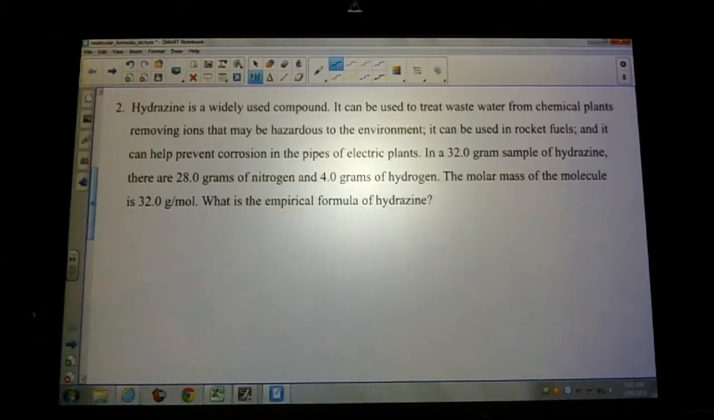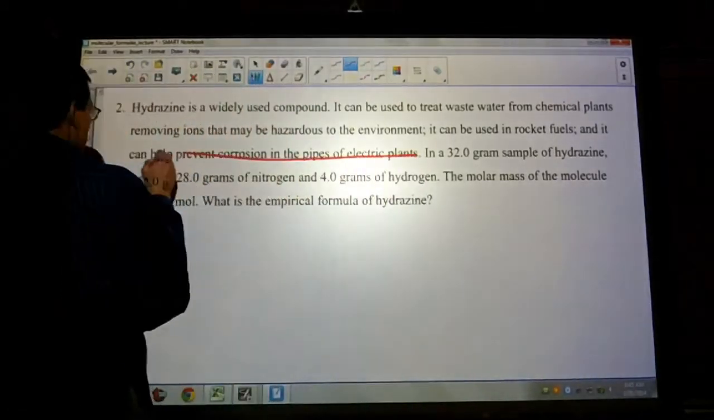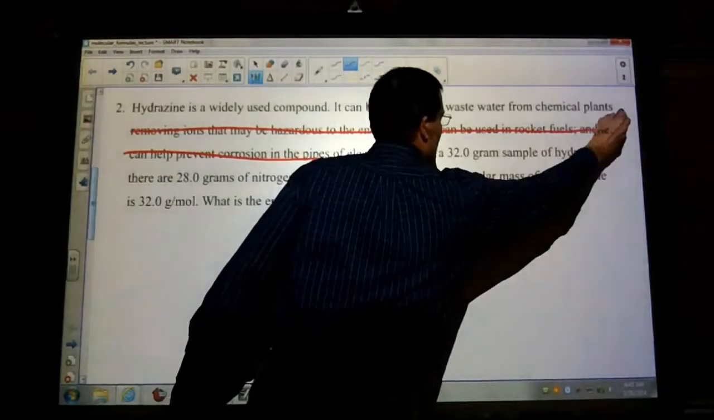It can be used to treat wastewater from chemical plants, removing ions that may be hazardous to the environment. We want to keep the environment happy. We talked about that earlier. It can be used in rocket fuels. Awesome. And it can help prevent corrosion in pipes for electrical plants. Now, isn't that awesome? Sure. That's what we call garbage. I told you. Why was that in there?